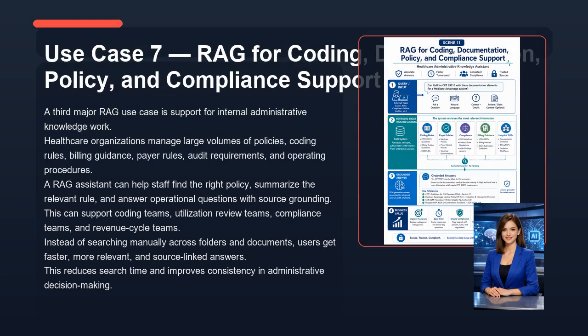Now let's look at use case 7, RAG for coding, documentation, policy, and compliance support. A third major RAG use case is support for internal administrative knowledge work. Healthcare organizations manage large volumes of policies, coding rules, billing guidance, payer rules, audit requirements, and operating procedures. A RAG assistant can help staff find the right policy, summarize the relevant rule, and answer operational questions with source grounding. This can support coding teams, utilization review teams, compliance teams, and revenue cycle teams.